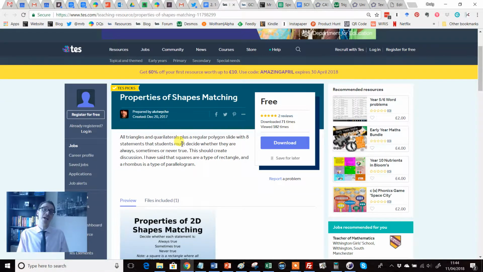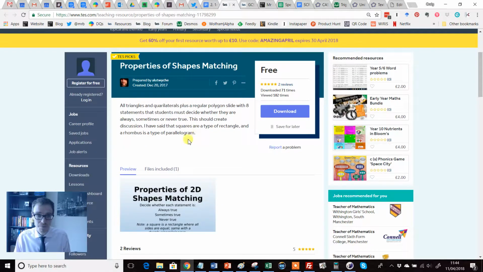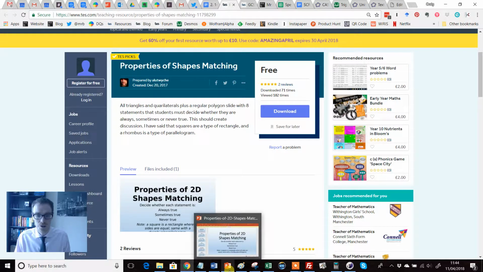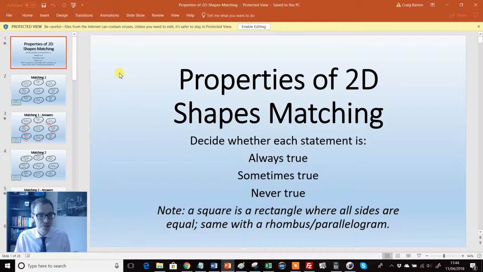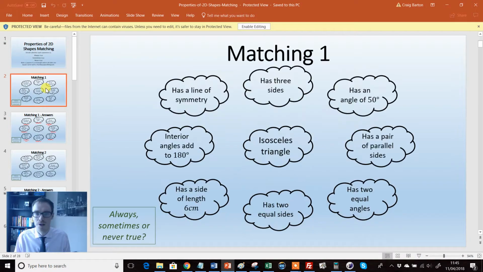And I should say, by the way, this is the man who's produced all the Spider ones, Erica's Errors, Clumsy Clive, all the classics, and now he's back with this one, Properties of Shapes Matching. It consists of a PowerPoint, and I just think it's absolutely flipping brilliant. So it looks like this, and let's look at the first one actually. Sorry, my mouse is going haywire here.